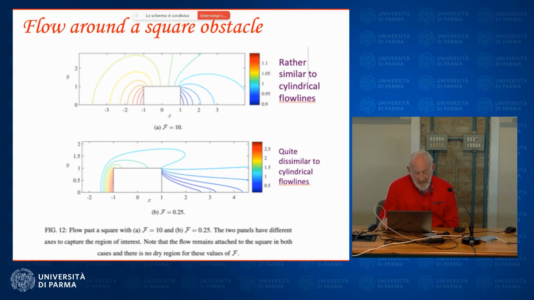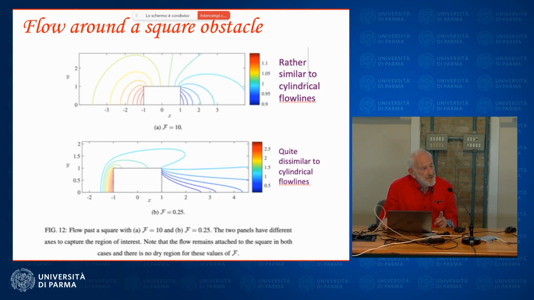Now, what about a square obstacle? Well, here again we can do numerical calculations, and you see what a difference the flow field looks like depending on the curly F. When F is large, that's a large h infinity, it means a large velocity of flow. And then being a square cylinder or a round cylinder is not much different. But once you have a rather slow flow, F is 0.25, you see it is really very different.